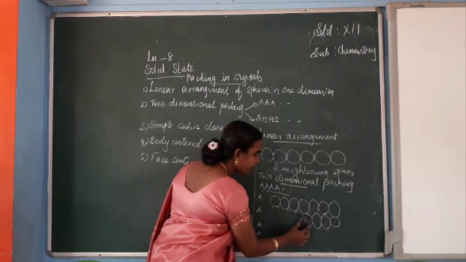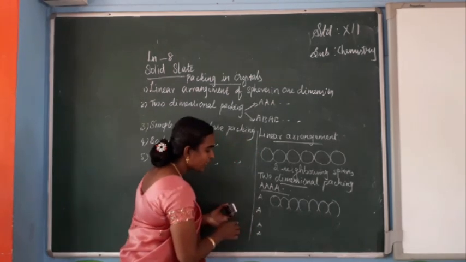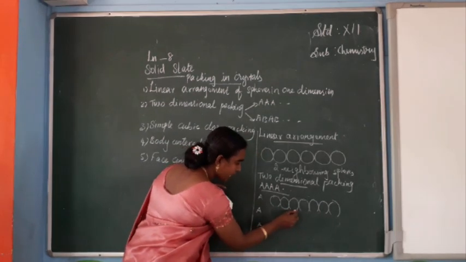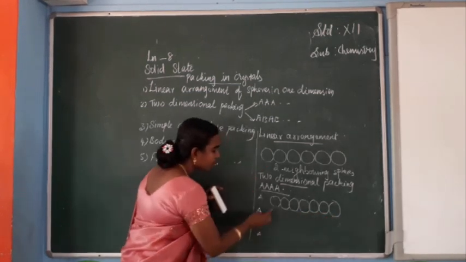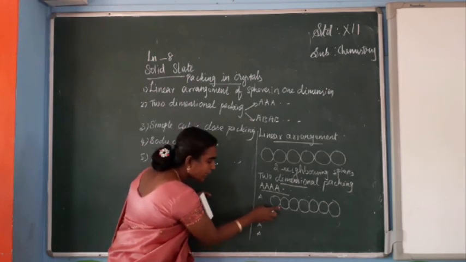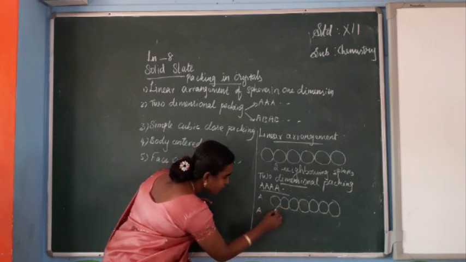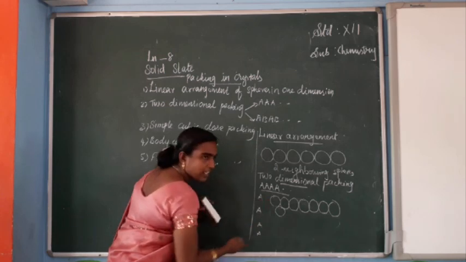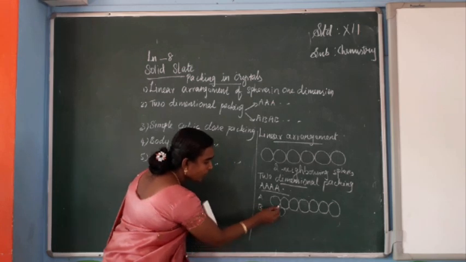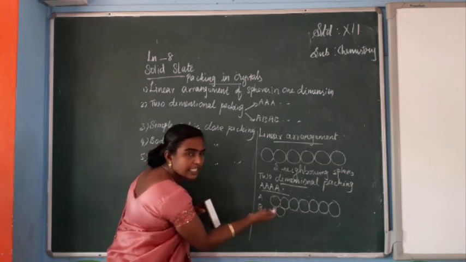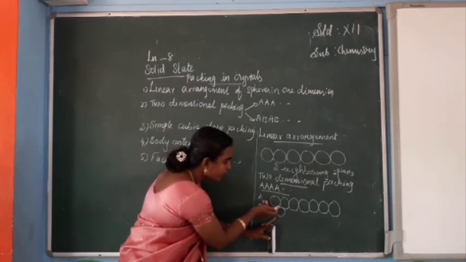So in AB type, one layer of spheres is arranged like this. Afterwards, the next layer should be arranged in such a way that it sits below this depression of the first layer. Consider this position, which is called the depression. This we can call the A layer, and this layer we can call the B layer. The second layer should be arranged such that, below this A layer, it sits in the depression.